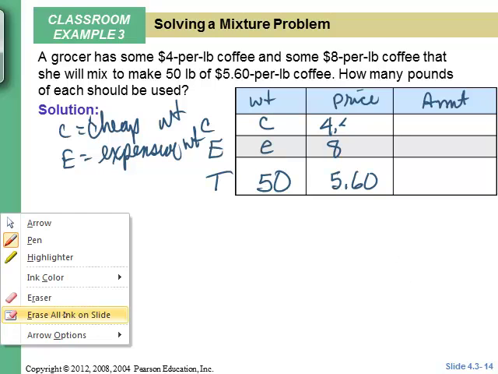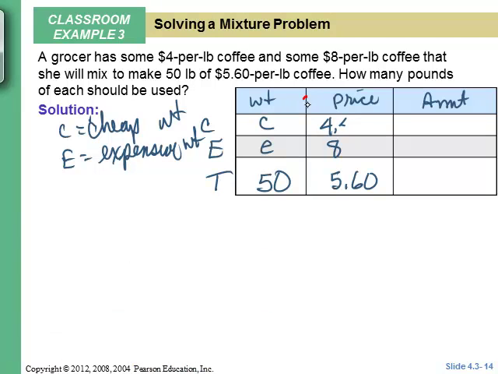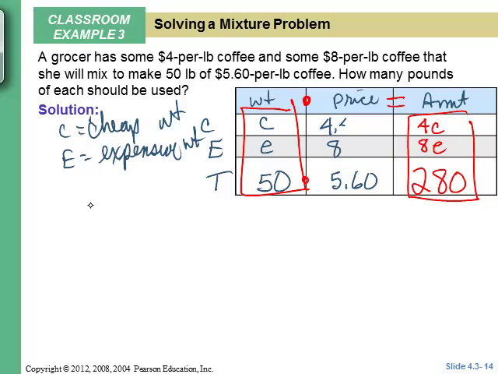Now, it's important to note that when you're solving this, this times this equals this. So 50 times 5.60 gives us $280. This is 4C. This is 8E. And so we've got two equations, one here and one here. C plus E is 50. That's how much weight you have. 4C plus 8E is 280. That's how much money you have.